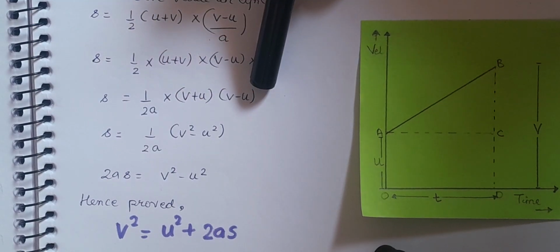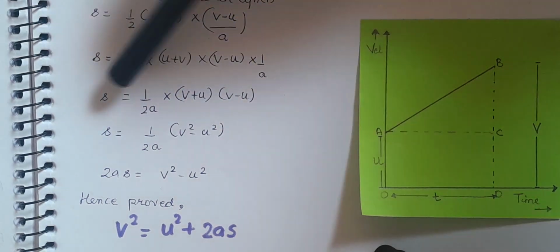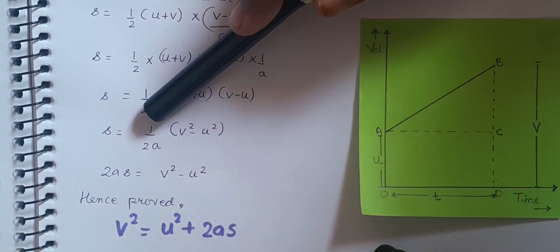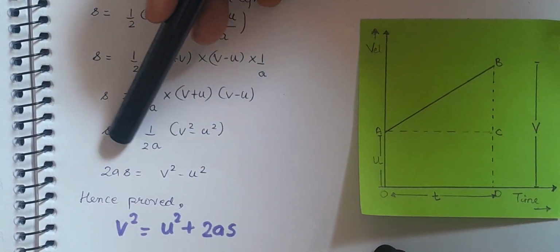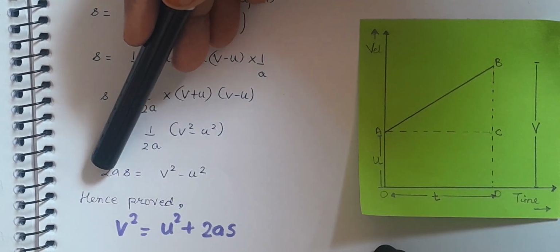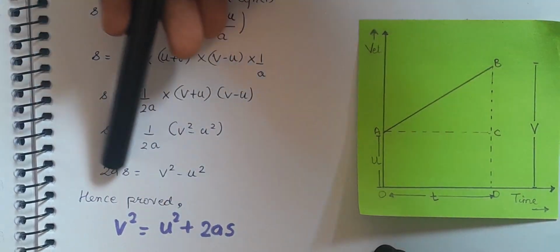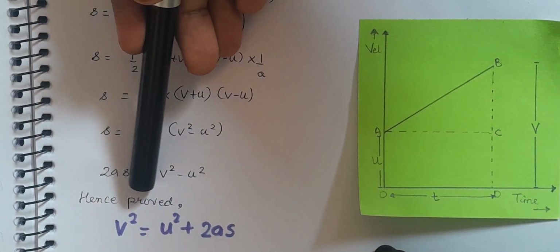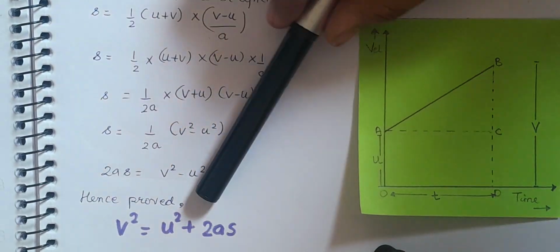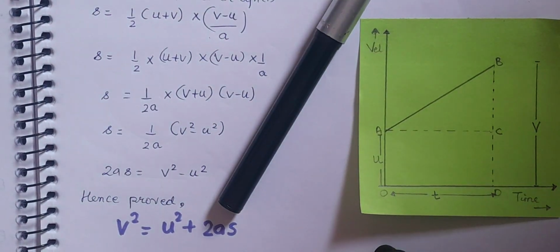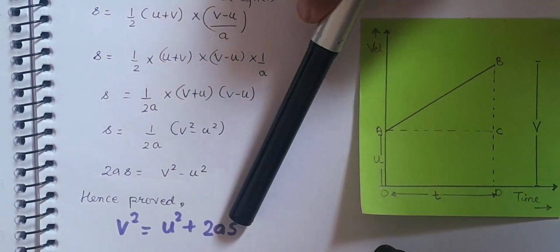As we know that A plus B into A minus B is equal to A square minus B square. So here it will come out like this. S is equal to 1 upon 2A into V square minus U square. Let's take 2A on the left side. So it will become 2AS is equal to V square minus U square. Now if you take minus U square on the left hand side, the equation will be proved. V square is equal to U square plus 2AS, which is nothing but the third equation of motion, which states the relation between velocity and displacement.